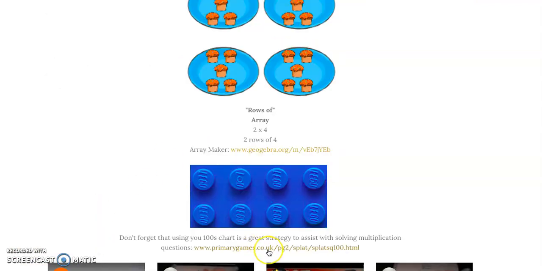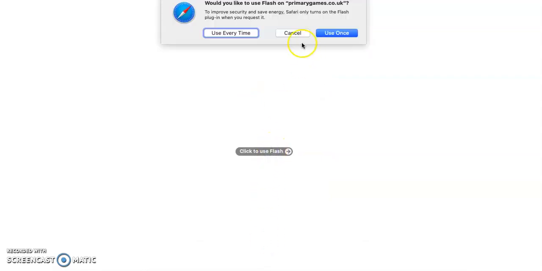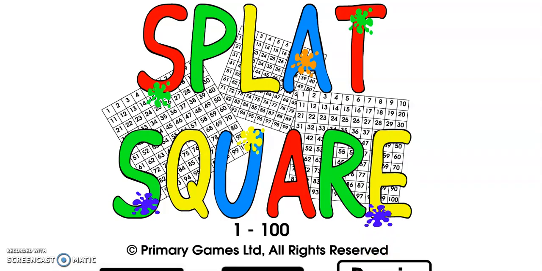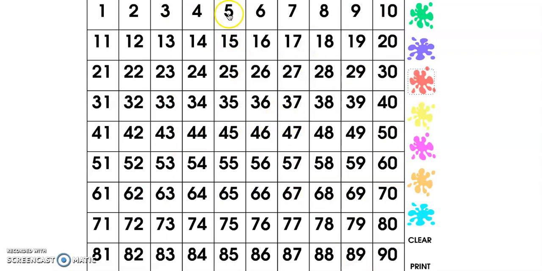This link over here can be utilized to help with that repeated addition of the same number over and over again, or 5 plus 5 plus 5. Clicking on it will bring up what's known as our splat square, or our hundreds chart. So we could go 5 plus 5 more, plus 5 more, plus 5 more, and you'll see over here that we now have a product of 20.